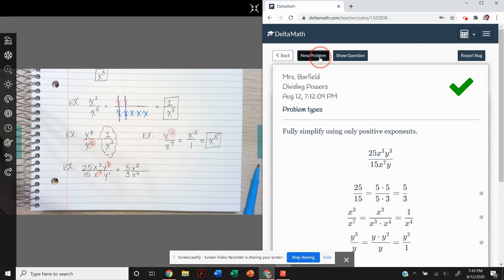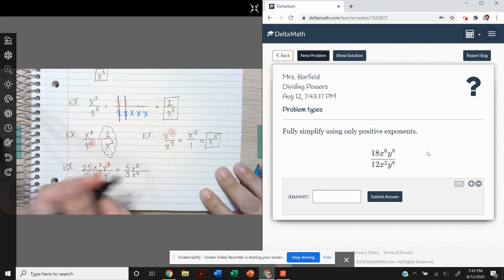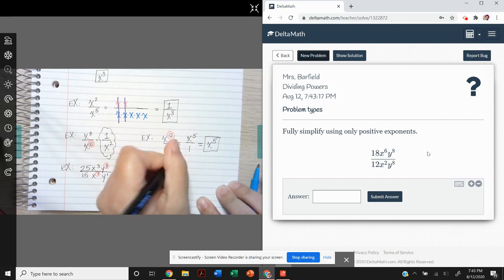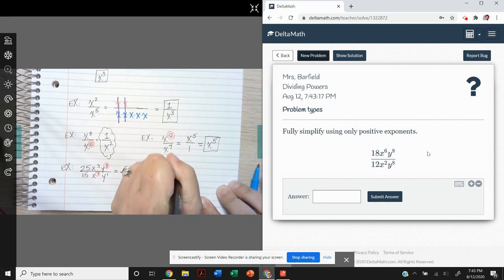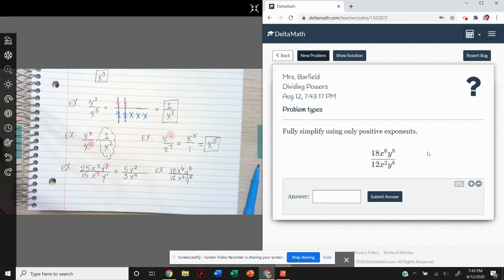All right. Let's try another one. So 18x to the 6th y to the 8th, over 12x squared y to the 8th, equals, and then a fraction bar. All right. So same thing.